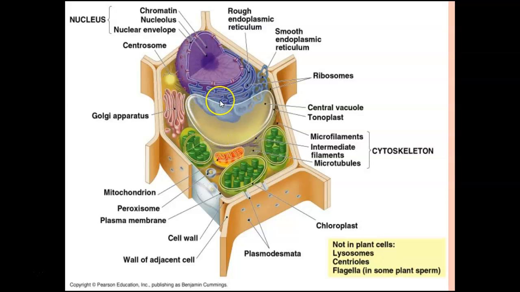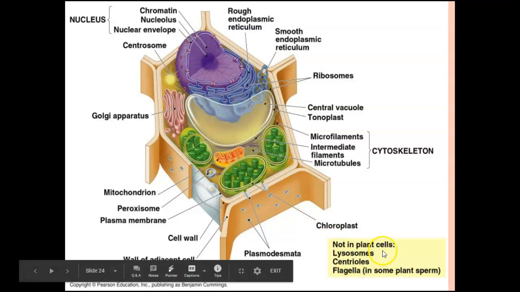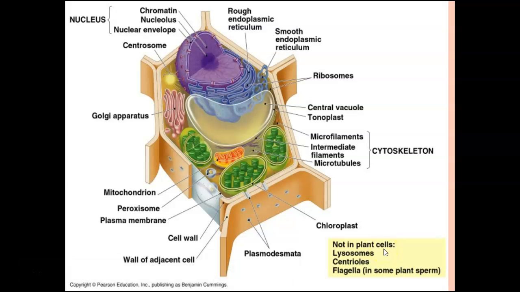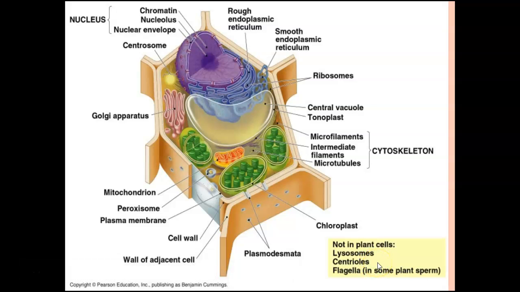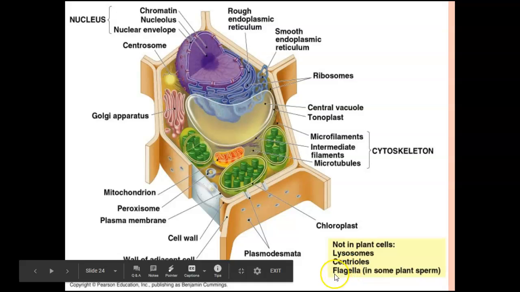Please note also that there are no lysosomes in plants. There are no centrioles in plants, and we'll talk about centrioles later. And some plant sperm have flagella. Again, we'll get into flagella later. You see this word elsewhere in the lecture, plasmodesmata. That's just a porous surface on the cell wall. That's where that word comes from.